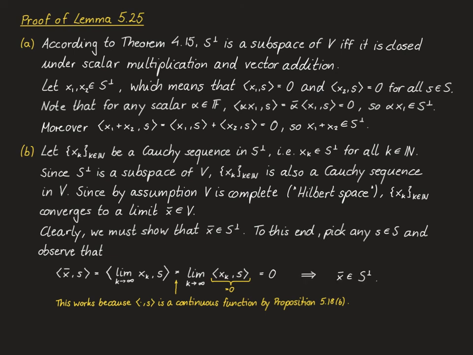With the inner product of x bar with any vector s in the subspace S being 0, this means exactly that x bar is an element of S perp, and we have finished the proof of part B. The proof of part C will be part of exercise sheet 5.